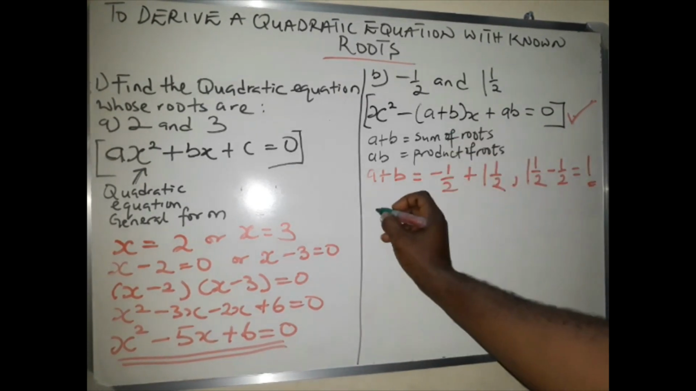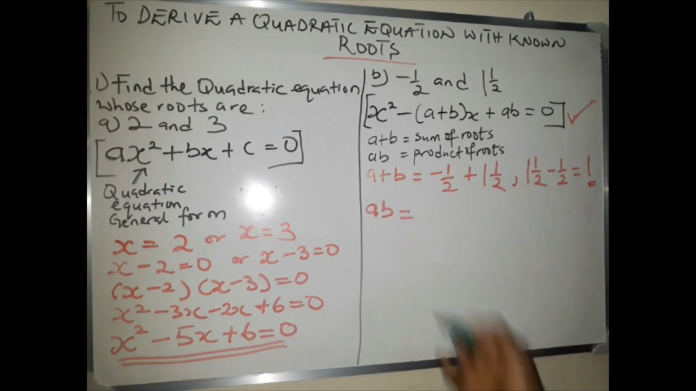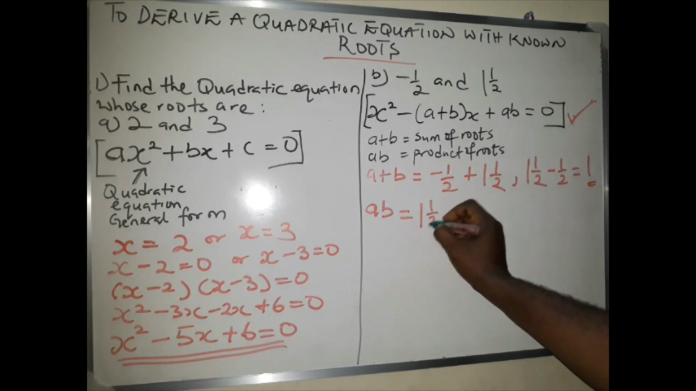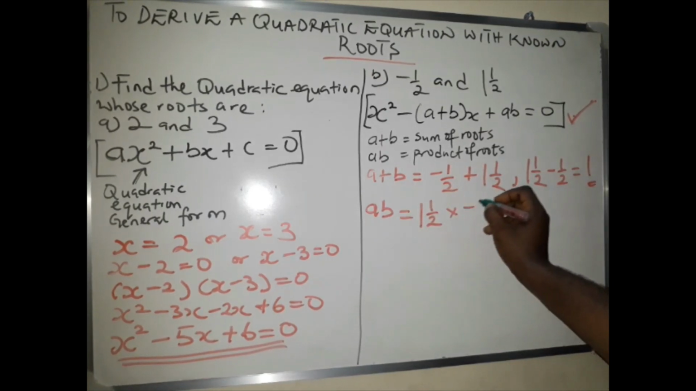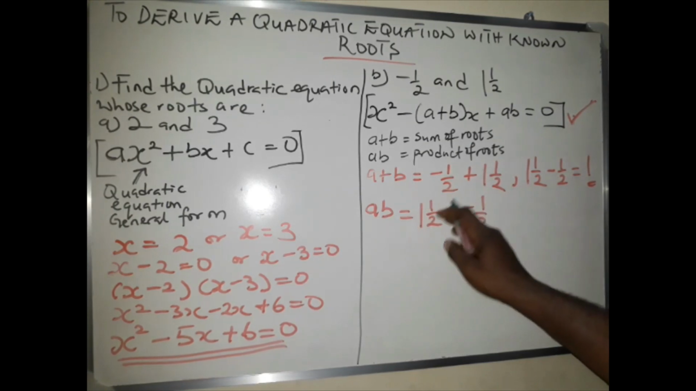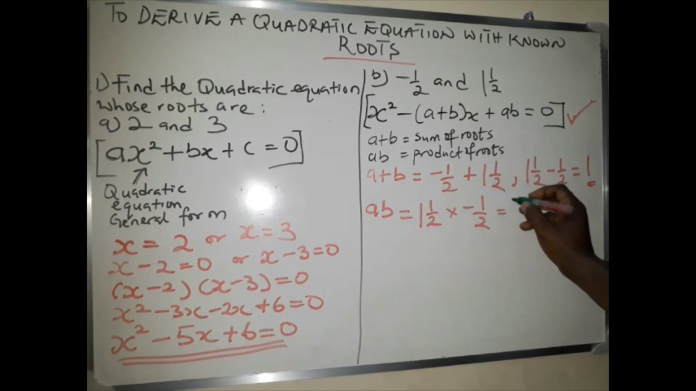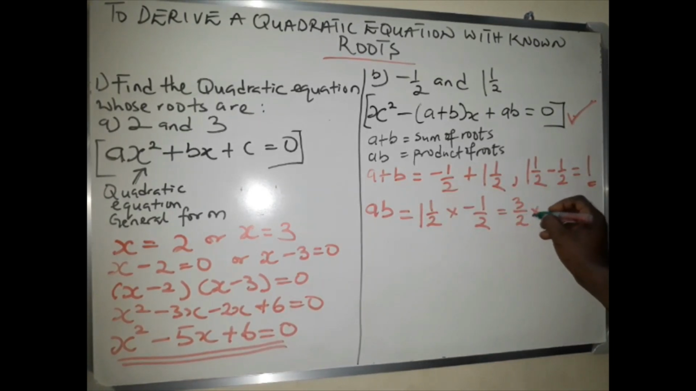Now let's go to the second one, which is ab. ab is, we're going to multiply both this and this together. So we have 1 and a half times minus 1/2. So just convert this to an improper fraction. This times this plus this, 3/2 times minus 1/2. Multiply the numerators. 3 times 1 is 3. Then multiply the denominators. 2 times 2 is 4. Don't forget the minus sign.